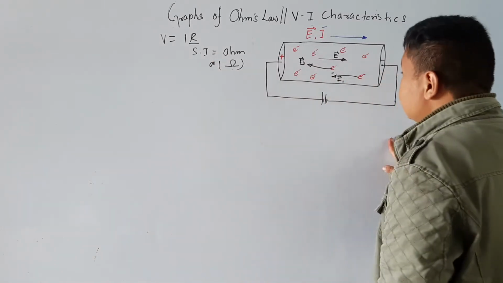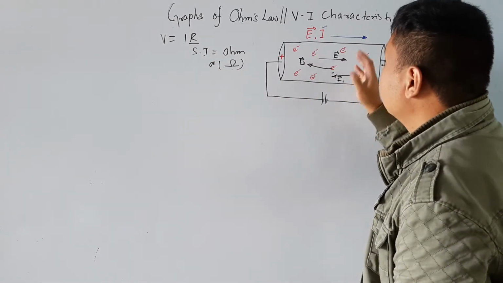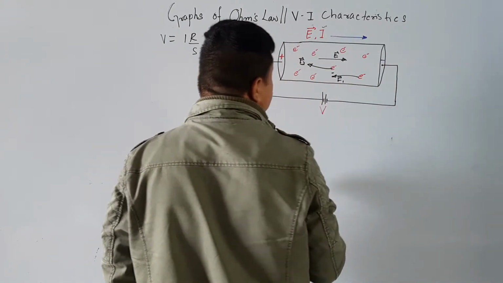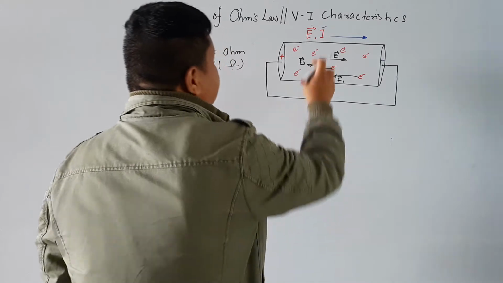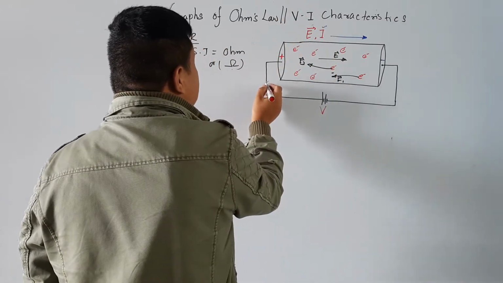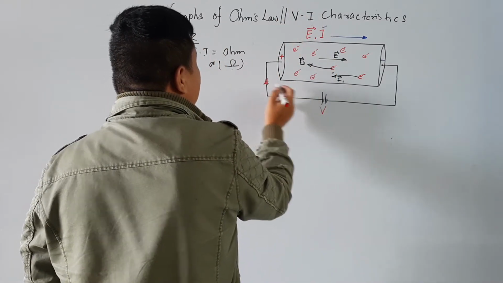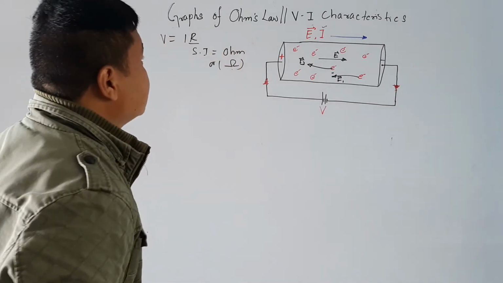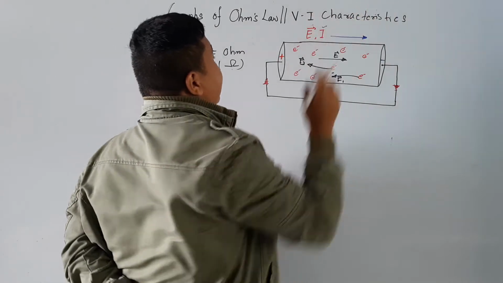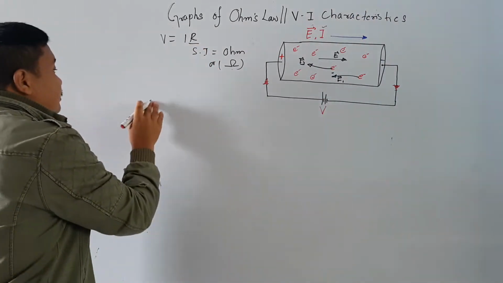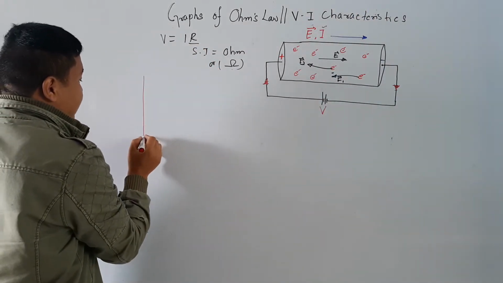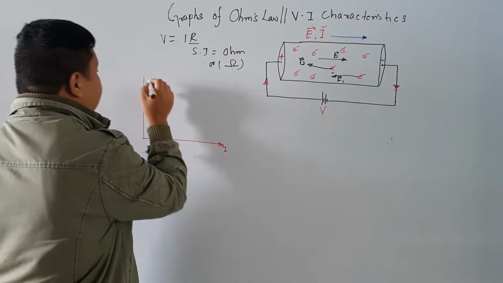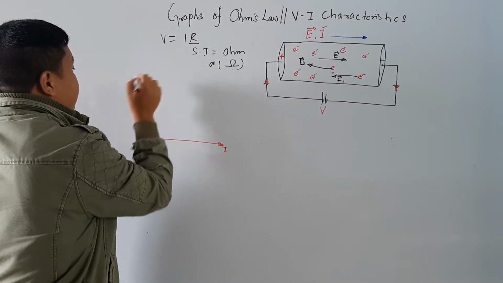So let me consider the same thing. The potential difference here is V and the current is I. This is the direction of current, from positive to negative like this, and I want to plot the VI characteristics. So this is my current I and this is my V.